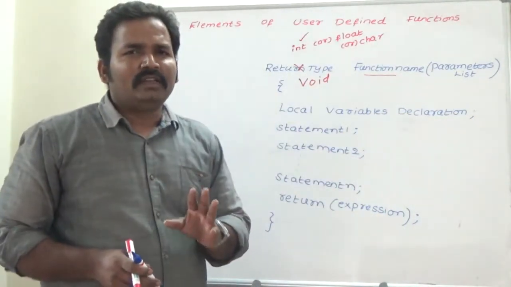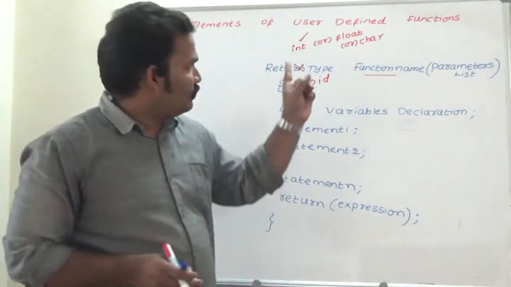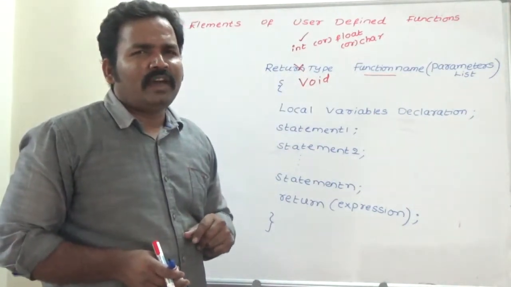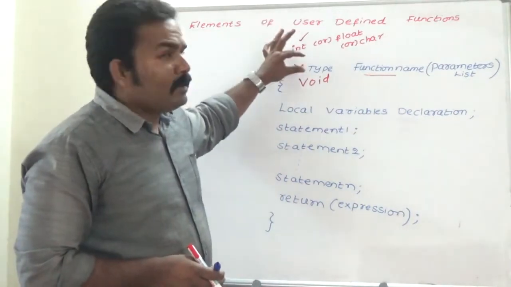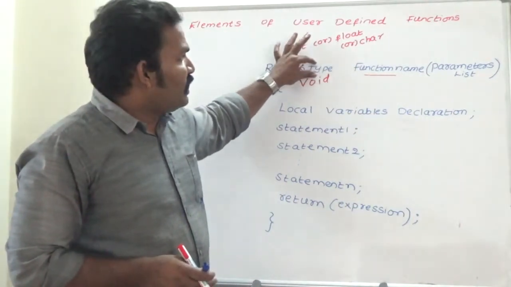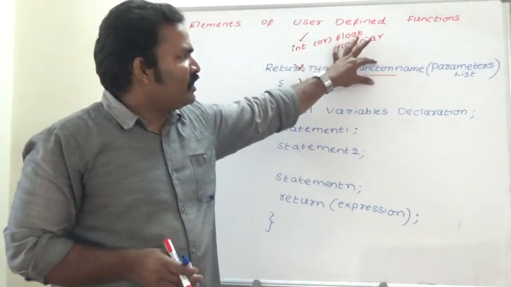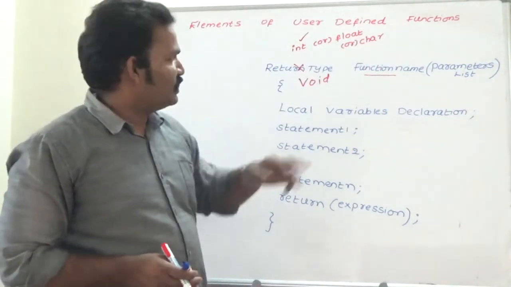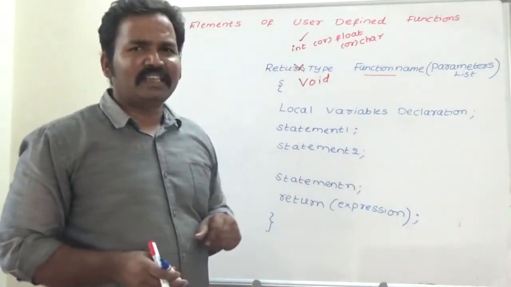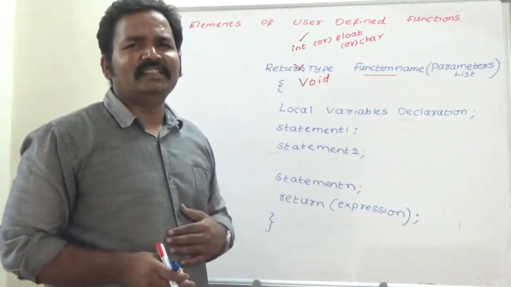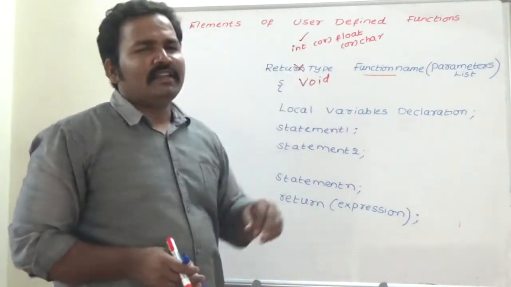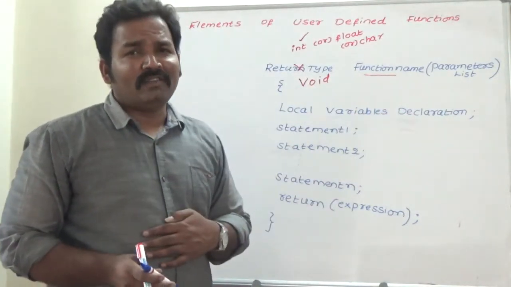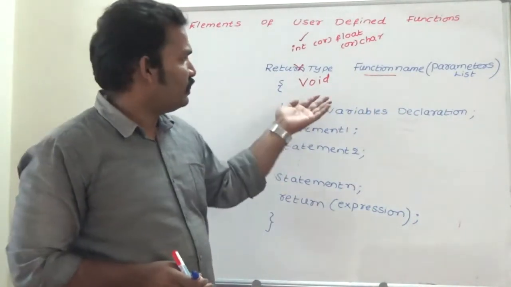So clear? Here we have to understand only 3 points. First, return type. Return type specifies the type of value that function returns to calling function. Suppose if we take return type as int, it returns integer value. If we take return type as float, then this function returns floating point value. Okay, like that.